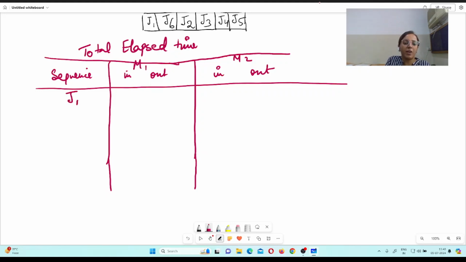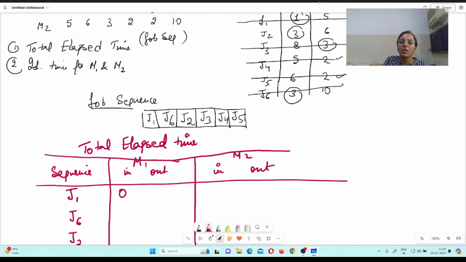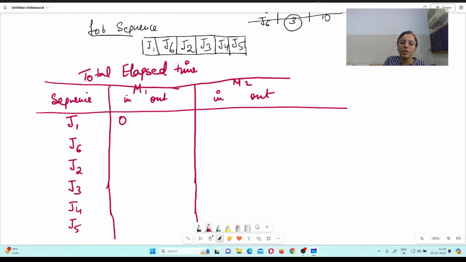So write it over here: J1, J6, J2, J3, J4 and J5. This is your sequence. Now we start machine 1. We all know we will start with the number 0. J1 takes a machine time of 1 minute, so 0 plus 1, we write it as 1. Next, J6 takes 3 minutes on machine 1, so we write it here as 4, that is 1 plus 3 processing time.